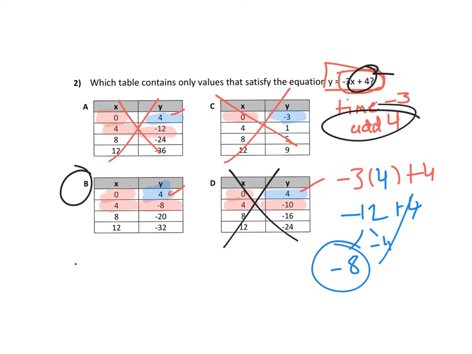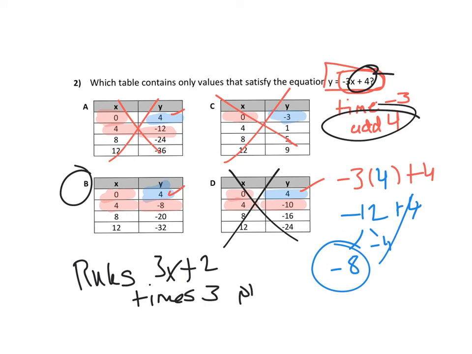And so as a recap, we talked about rules. The rule of 3x plus 2 would mean times 3 plus 2. That's the rule, the steps I have to follow. Then we substitute in something for x, follow the rule, and does it give me y?